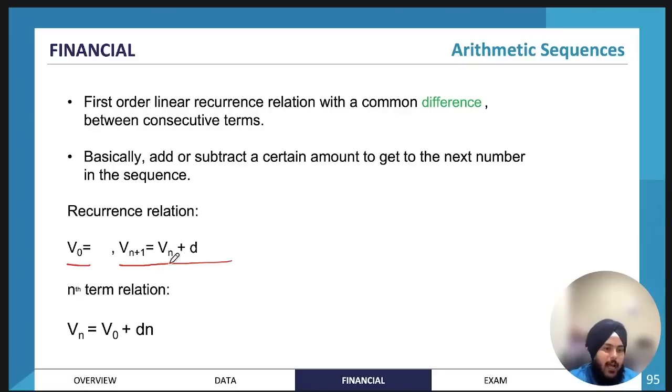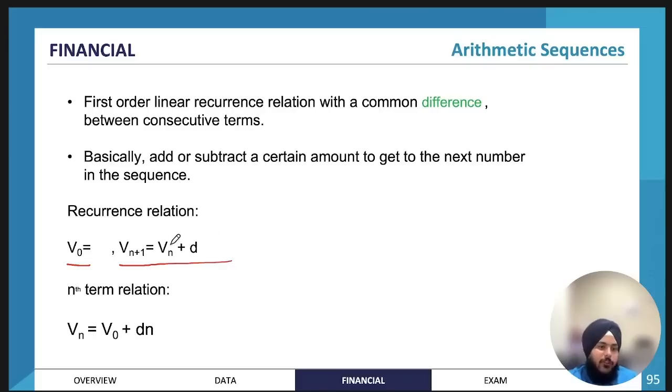Next, when we look at the nth term rule, or the nth term relationship, we can determine a particular value regardless of which term we're trying to determine. That might be useful because with a recurrence relation, we can only determine a value if we know what the immediate value before it is equal to. But with the nth term relation, we can determine the 20th value in a sequence from just knowing the initial value. And these are the two separate equations that we can use.